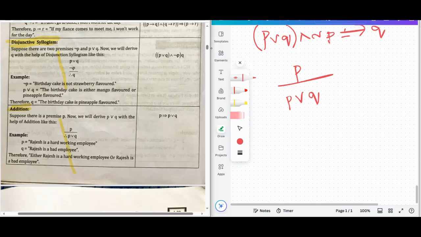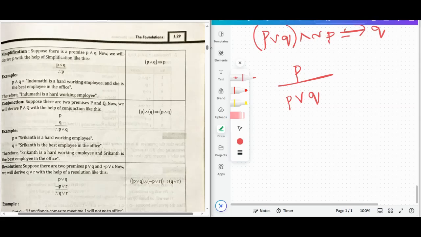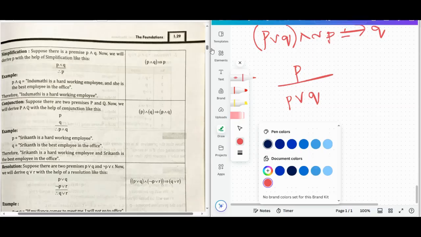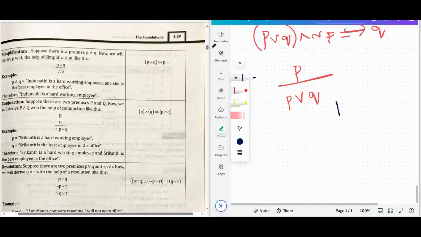Then we have the next one, called simplification law. What is simplification law? Simplification law says P and Q will give you P itself. For example, Indumati is a hardworking employee and she is the best employee in the office. So, Indumati is a hardworking employee. If she is the best employee in the office, she'll be a hardworking employee. Okay. Then you have conjunction law. In conjunction law, if we have P and Q, then we'll give you P and Q together.